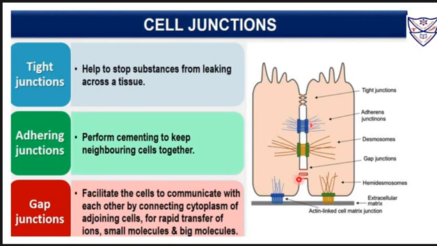Then we come to the gap junctions. Here you can see this is a gap junction. Gap junctions generally facilitate the cells to communicate with each other by connecting the cytoplasm of the adjacent cells. Because of this, there is rapid transfer of ions, small molecules as well as big molecules.